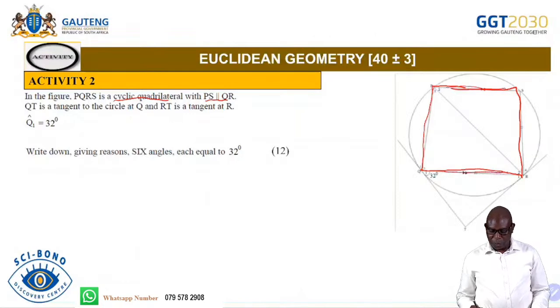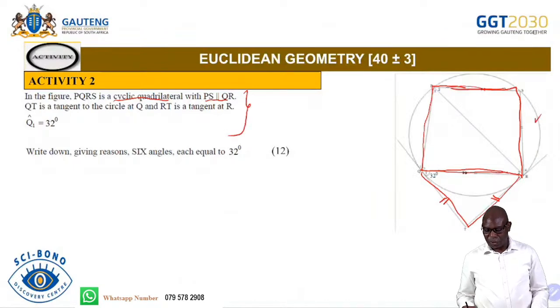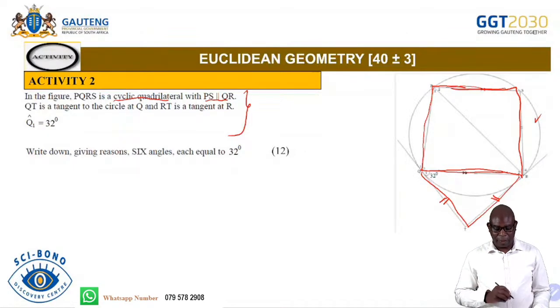Now QT is a tangent. That line is a tangent, that line is a tangent. Already I know that two tangents drawn from the same point will be equal at the point of contact. So these lines here are equal. Okay, so the information that I read there, it's there on my sketch. Right. But there's another piece of information that is in the sketch, but it is not given in the question.